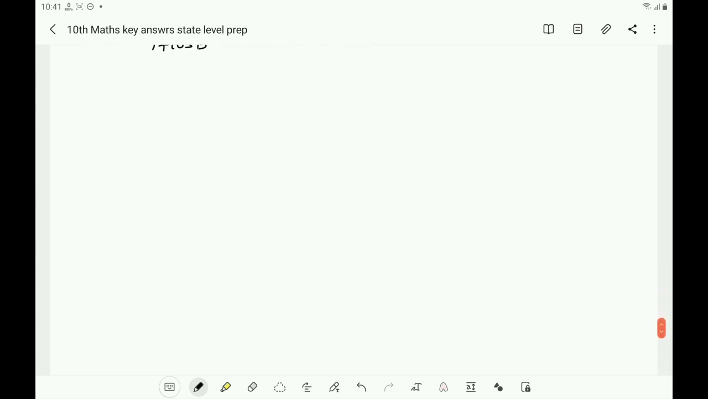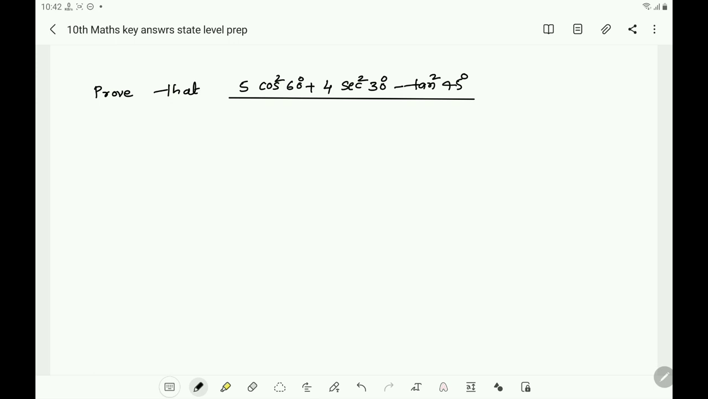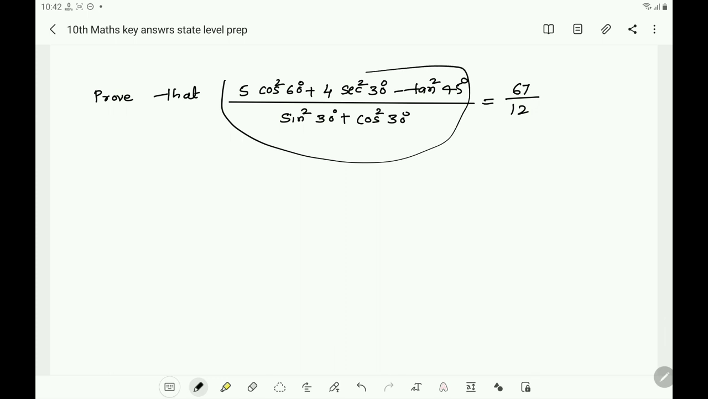What is that OR question? Prove that 5 into cos square 60 degree plus 4 into secant square 30 degree minus tan square 45 degree divided by sin square 30 degree plus cos square 30 degree equals 67 by 12. Now consider the LHS.